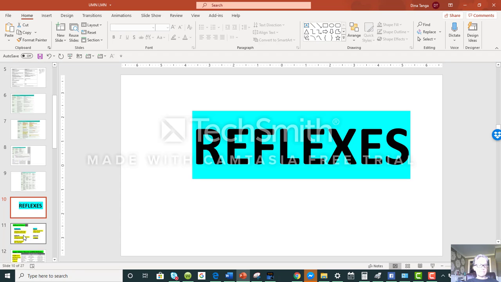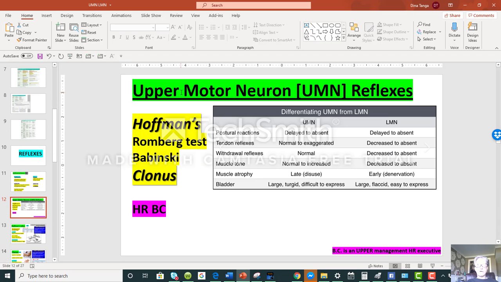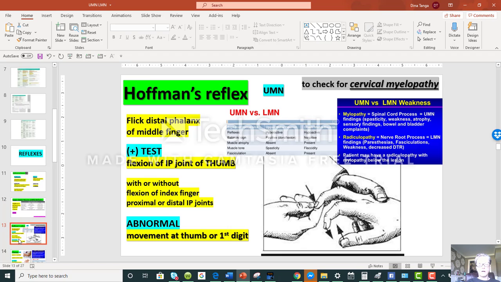And then I added some of my slides from PT school. So your upper motor neuron reflexes: Hoffman's, so HRBC. That's how I remember Hoffman's, Romberg's, Clonus, and Babinski are your upper motor neuron reflexes. There's your Hoffman's. Flick the distal phalanx of the middle finger.